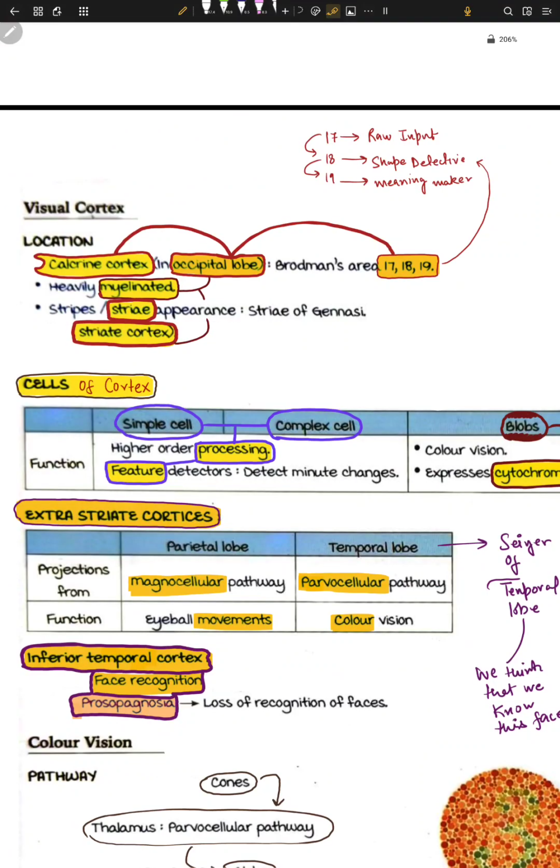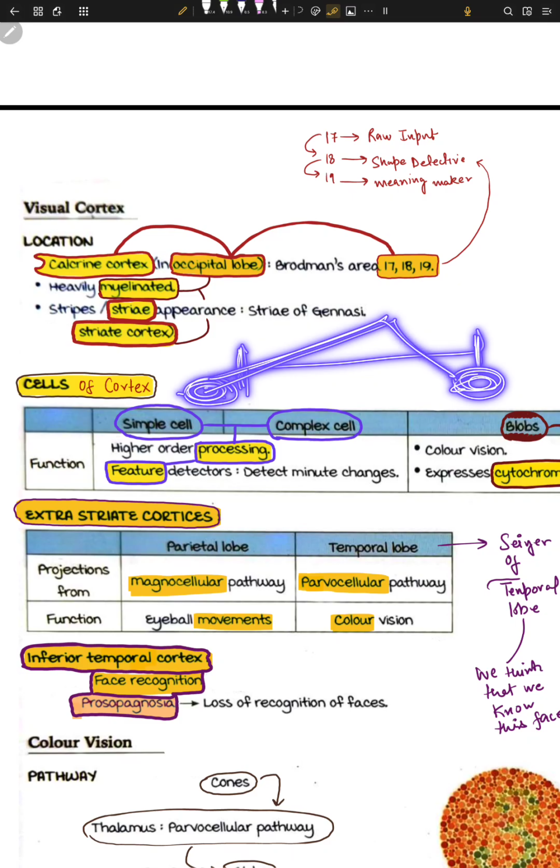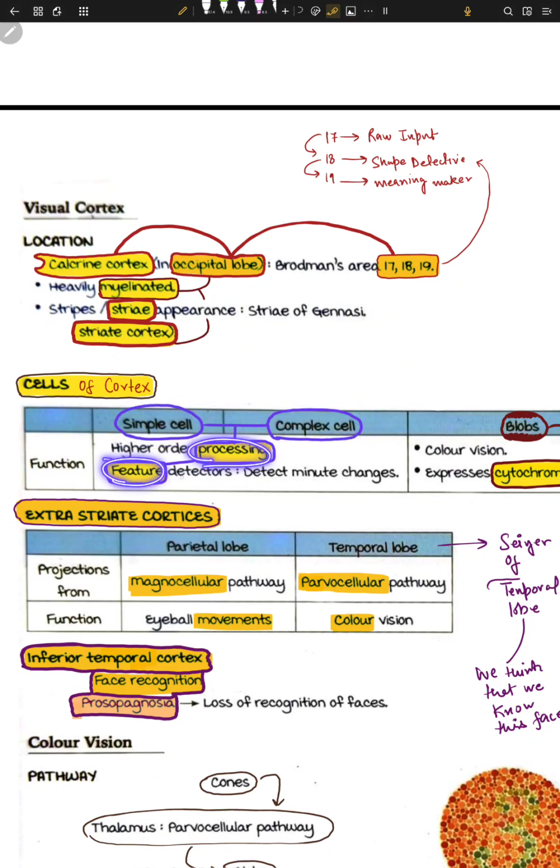How do they detect? For example, how do you know that something has moved? Well, we know that something has moved because we keep comparing the past of that thing to the present of that thing. This is done with these cells. So higher order processing, feature detectors, and they detect minute changes, right? So this is how we know something has changed or something has moved, with the help of simple and complex cells. Both of them do it.